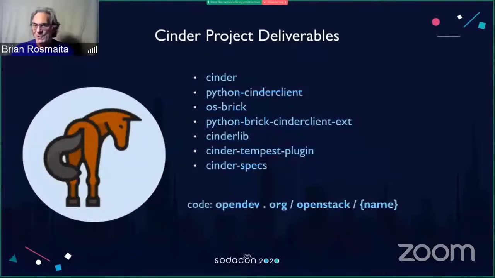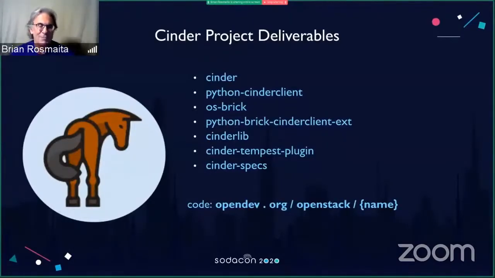The Cinder project has a bunch of deliverables. So there's Cinder, which is what I just showed you the architecture diagram for, and then there's a bunch of other stuff. There's a Python Cinder client, which provides Python language bindings for the block storage service API, and also provides a command line interface.